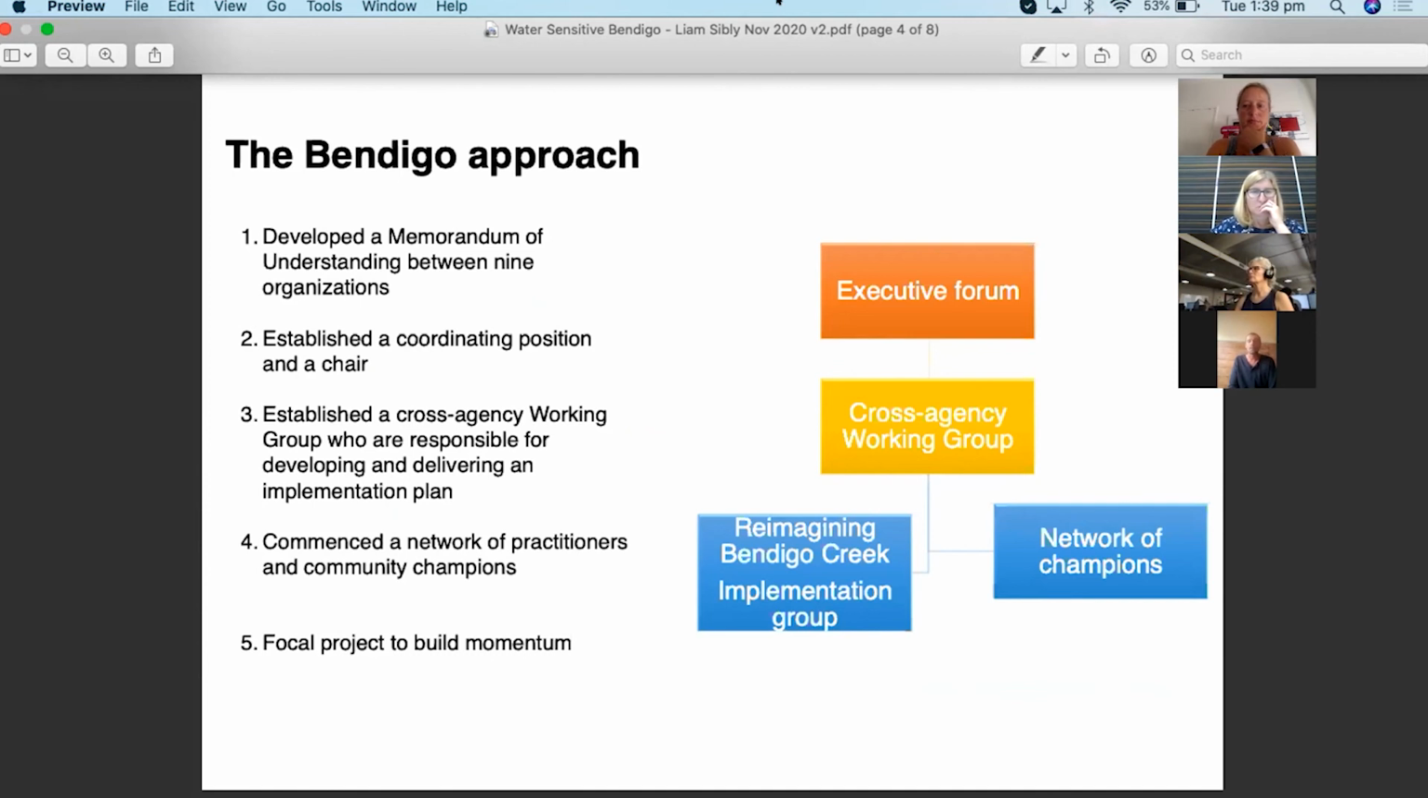And then lastly, we've got our network of champions, which is an informal group where we allow developers, consultants, other agency staff and community members to come together to talk about water matters. Admittedly, in the year of COVID, it's been hard doing the network, but we do want to re-establish it in 2021. All right, next slide, please.